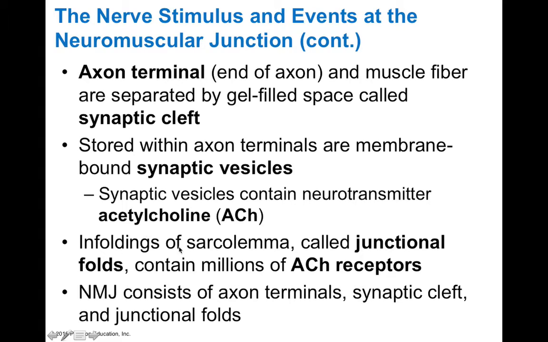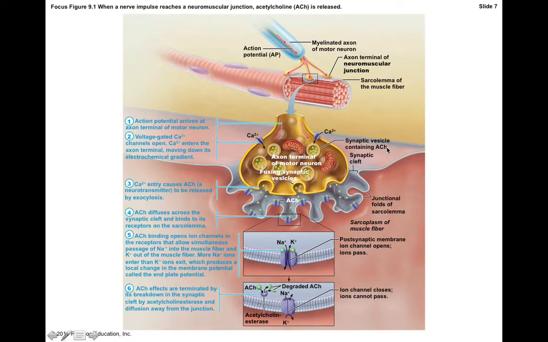Now, the infoldings of the muscle cell membrane in the sarcolemma are called junctional folds, which contain millions of acetylcholine receptors. These receptors receive the acetylcholine signal as it's released from the synaptic vesicles by the axon terminal. The neuromuscular junction consists of axon terminals, the synaptic cleft itself, and those junctional folds with the acetylcholine receptors on them. So let's look at a picture here.